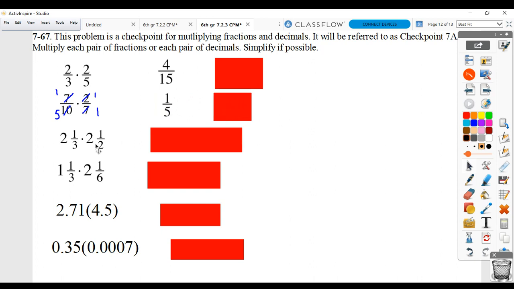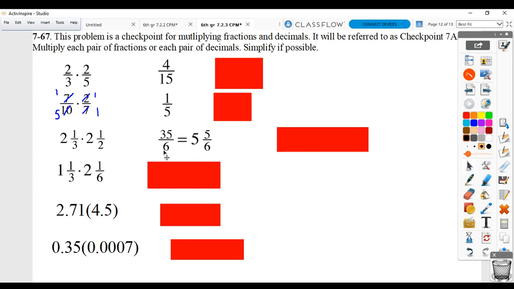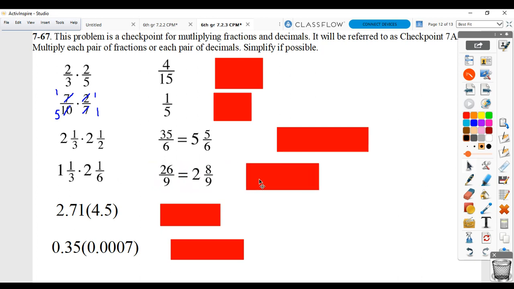For this third one, you need to show that you first change them to improper fractions. So 7 over 3 times 5 over 2, and then multiply across, you get 35/6, which is 5 and 5/6. This one should also be changed to improper fractions first, 4/3 times 13/6. Simplify, then multiply, you get 26/9, which is 2 and 8/9.